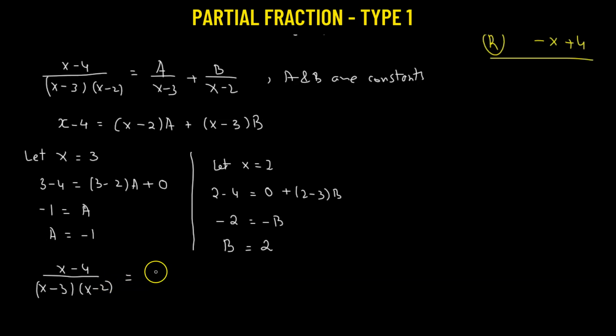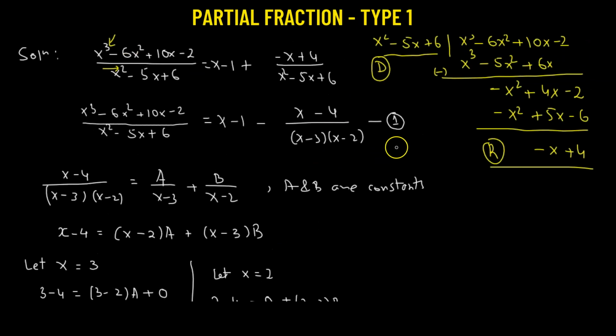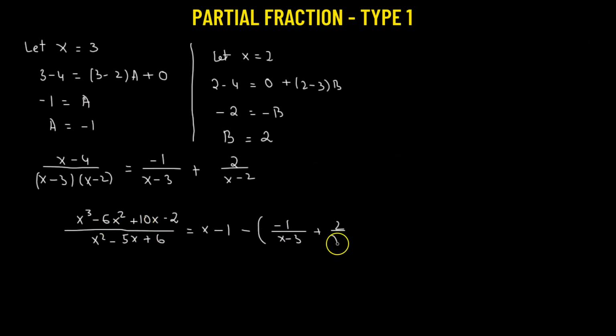Now x minus 4 divided by x minus 3 times x minus 2 equals negative 1 divided by x minus 3 plus 2 divided by x minus 2. We substitute this back into our original equation, equation number 1, and our final answer is x minus 1 plus 1 over x minus 3 minus 2 over x minus 2. So this is the final value.